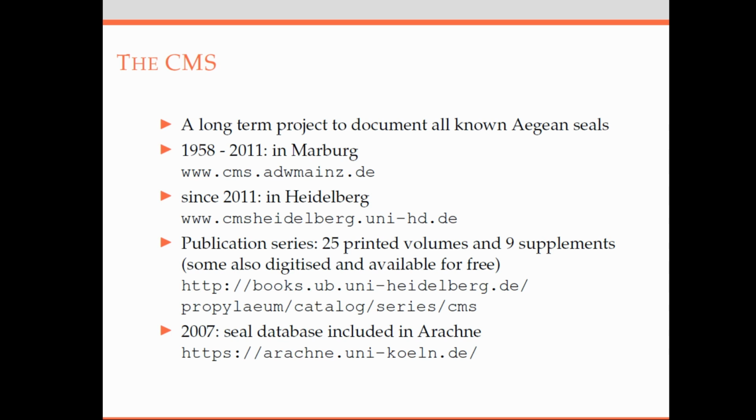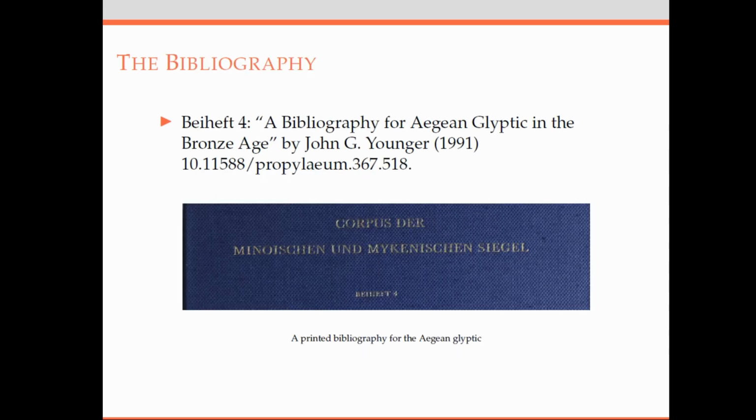Yeah. And some of these volumes are also digitized. There's one supplementary volume that has been of specific interest for me. That's supplementary volume number 4, which has the title A Bibliography for Aegean Glyptic in the Bronze Age, and was compiled by John Younger and is available online.